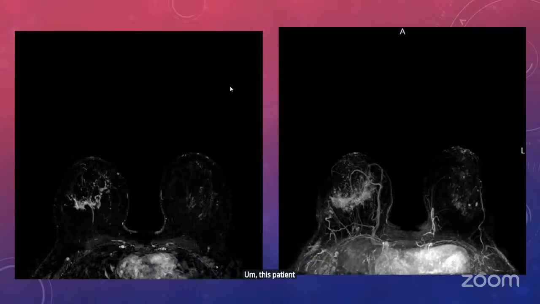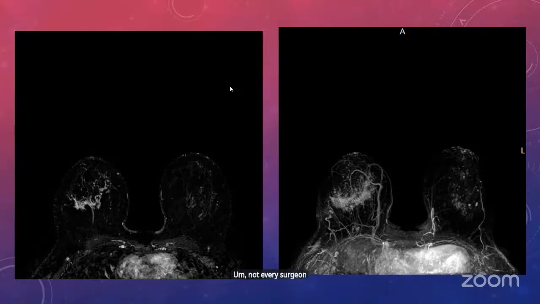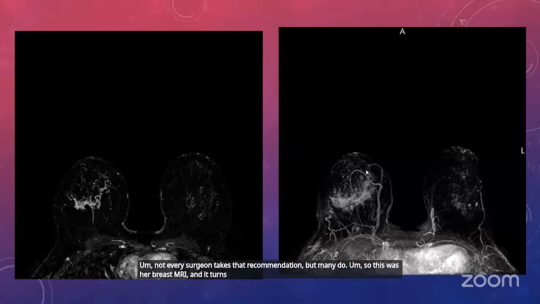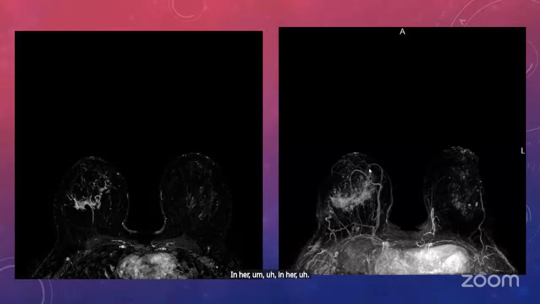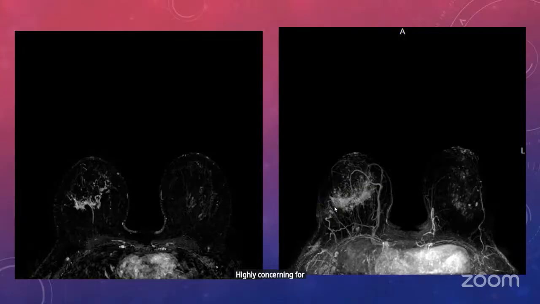This patient was biopsied, and she was found to have an invasive lobular carcinoma. At our institution, we recommend an MRI whenever we see an invasive lobular carcinoma or an invasive ductal carcinoma with lobular features. Not every surgeon takes that recommendation, but many do. This was her breast MRI, and it turns out that she has a very large area of non-mass enhancement in her right breast. Though this is technically regional, of course, none of us are going to call this benign. This is just highly concerning for multicentric malignancy.